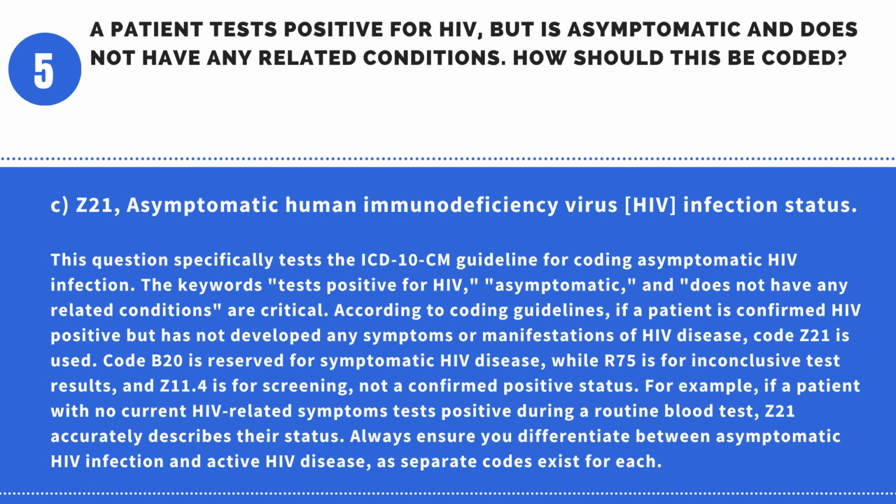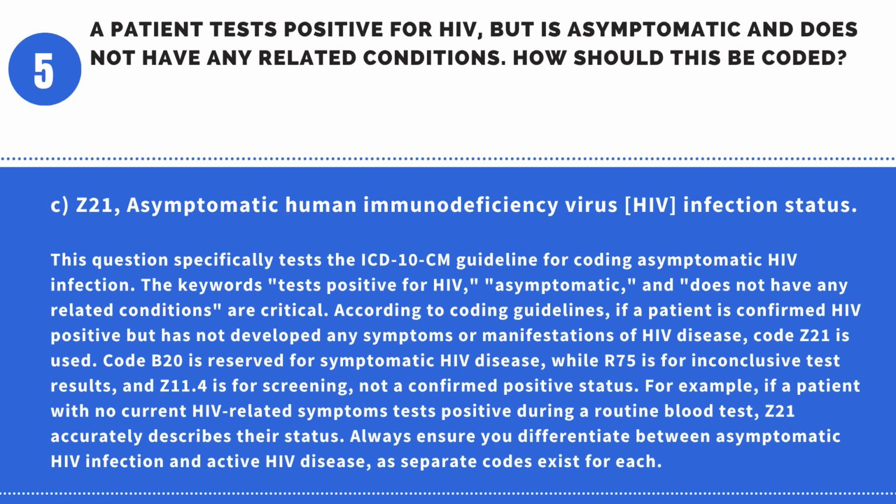Answer C. Z21, asymptomatic human immunodeficiency virus, HIV infection status. This question specifically tests the ICD-10-CM guideline for coding asymptomatic HIV infection. The keywords tests positive for HIV, asymptomatic, and does not have any related conditions are critical. According to coding guidelines, if a patient is confirmed HIV positive but has not developed any symptoms or manifestations of HIV disease, code Z21 is used.